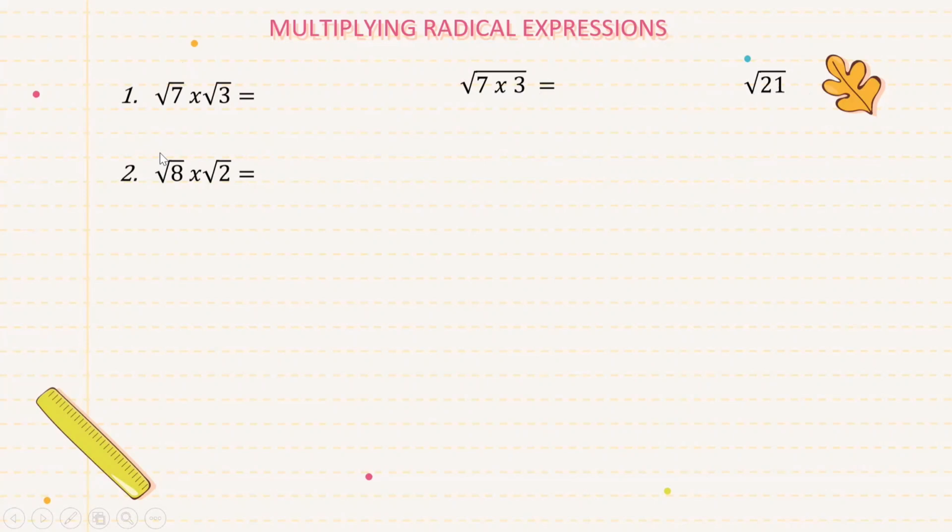Number 2, square root of 8 times square root of 2. So we can rewrite this as the square root of 8 times 2, and 8 times 2 is equal to 16, so the square root of 16 is equal to 4.